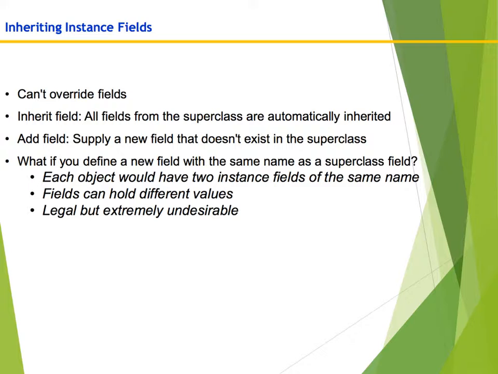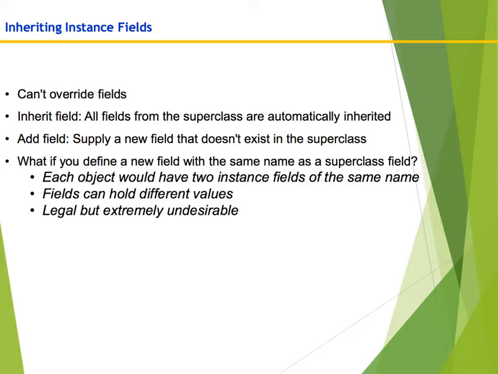How about inheriting instance fields? Can we override fields? The answer is no, it's not possible. However, you can inherit a field. All fields from the superclass are automatically inherited. Moreover, you can add a field. You can supply a new field that doesn't exist in the superclass. But the question that may be raised is, what if you define a new field with the exact same name as a superclass field? In this case, each object would have two instance fields of the same name, one for the superclass, one for the subclass.